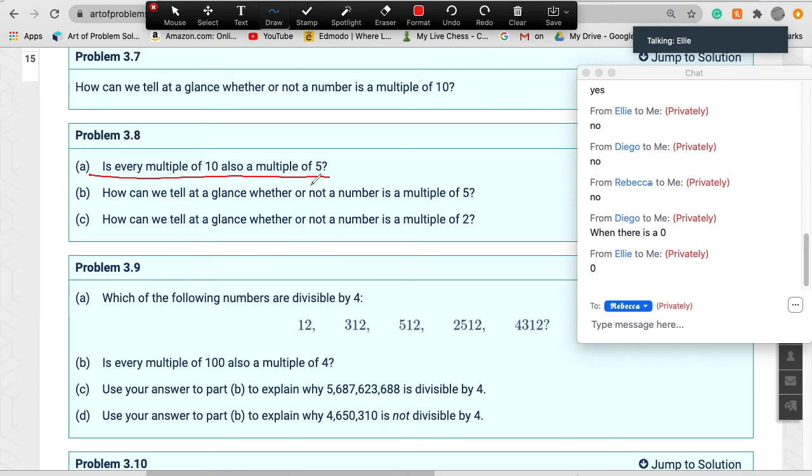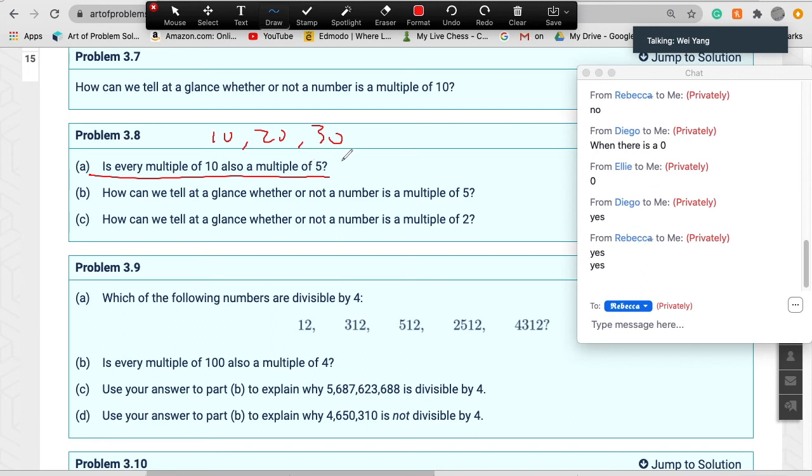Yes. That's obvious. You know, the multiples of 10, that's 10, 20, 30. This kind of number is definitely also divisible by 5. So that means this one is yes. Good. Now let's go to B.